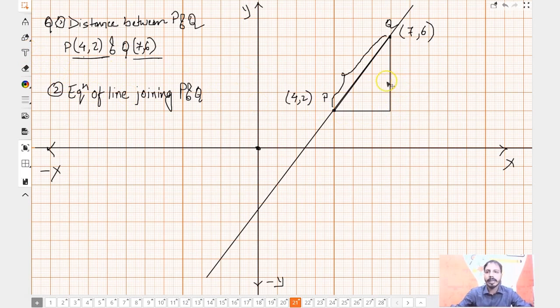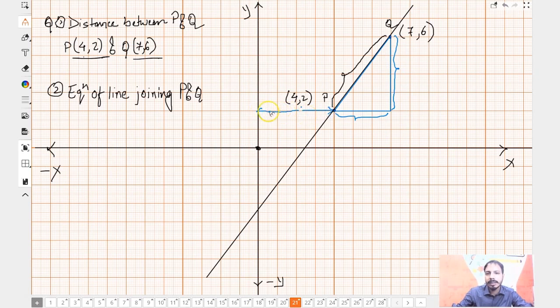Now in this triangle, let me change the color. Okay, so now this triangle is here, right? Red one, or let me take it as some other color, say blue color. Okay, so this is the triangle. Now in this triangle, we need to find out this length, or in other words, this hypotenuse is what we need to find. So if we can find out this length and this length, we can find out the distance between these 2 points. Now we know this length, right? What is this length?